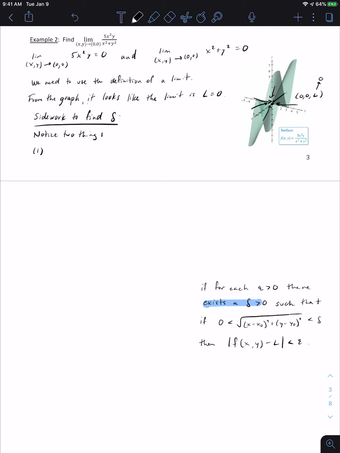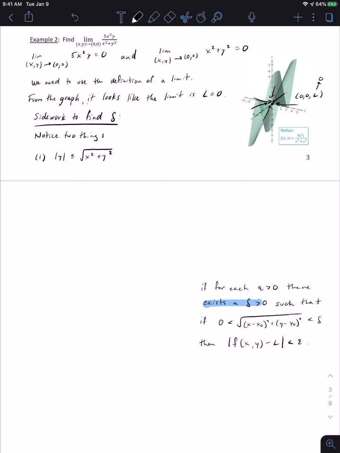The facts we need in this case: first, the absolute value of y is less than or equal to the square root of x squared plus y squared. Then the second thing we need, I think we might have to shove things down a little bit.